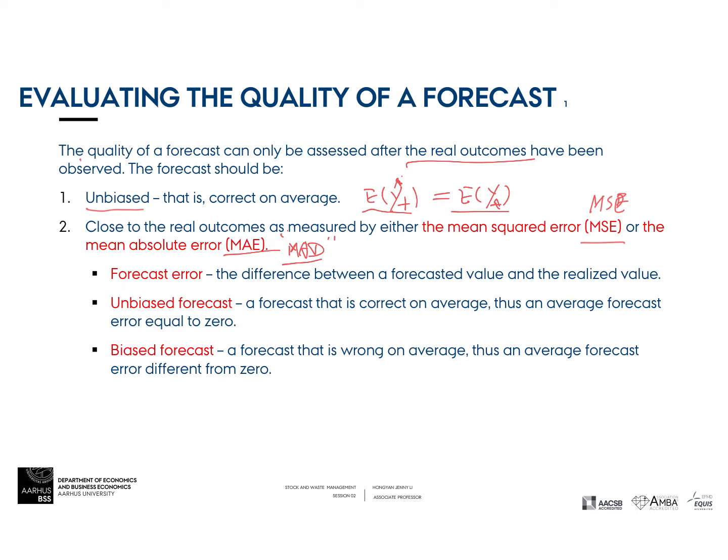And then we have the forecast error, directly measured as the difference between a forecasted value and the realized value. So forecast error is basically Ŷ_t minus Y_t. And an unbiased forecast is a forecast that is correct on average, thus the average forecast error equals 0. That means if the average error is 0, then your forecast is unbiased.